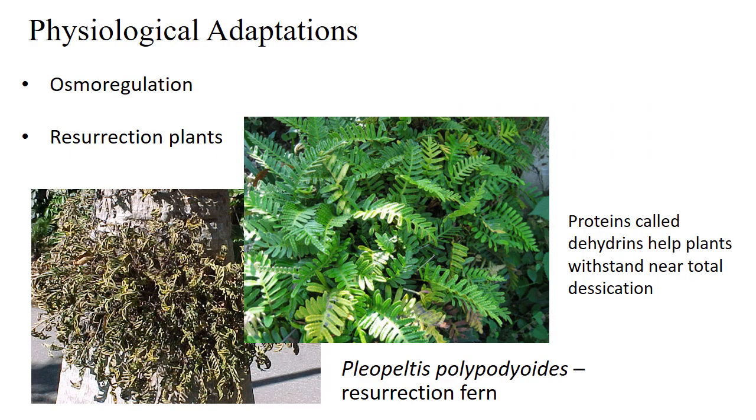So in addition to these whole plant adaptations, some plants are physiologically adapted to tolerate dry conditions. And there are a couple of ways that plants can do this. Some plants are able to osmoregulate. So what that means is in really dry conditions, they can actually synthesize soluble compounds within their cells, which lowers the osmotic potential. So water is much more likely to flow into the cells through osmosis.